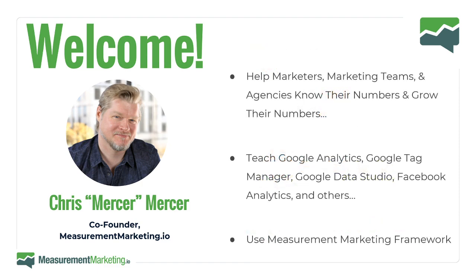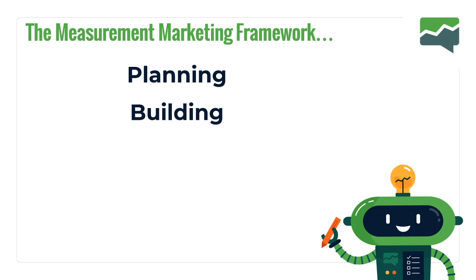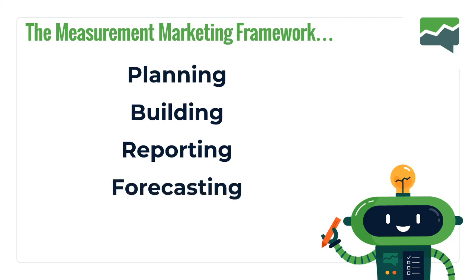Our job is to help people like you figure out how to know their numbers and grow their numbers, learning stuff like analytics, Tag Manager, Data Studio, etc. And we're going to talk a lot today about Google Analytics, specifically to help us with funnels. Now, why would we do that? Because we use the measurement marketing framework. We have the 5 pillars: planning, figuring out what's important; building, by actually collecting that stuff; reporting, so that we can get that stuff together in a report we can use to get answers. Once we have those answers, we start to forecast, and ultimately we can then optimize what's working and what's not.